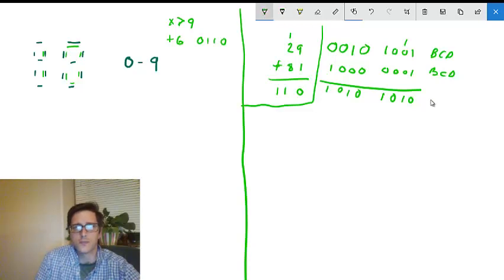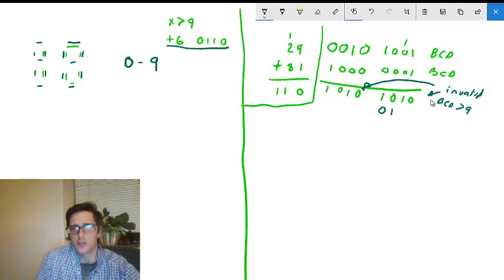So what we're going to have to do, okay, I'm going to switch to another color. Both of these, we call this invalid. And we call this invalid BCD greater than 9. Okay, so we have an invalid BCD number greater than 9. Both of these are that way. So it's that one and that one. Okay, so we're going to have to do this rule where we add 6. Okay, so we're going to add 6 to both of these.